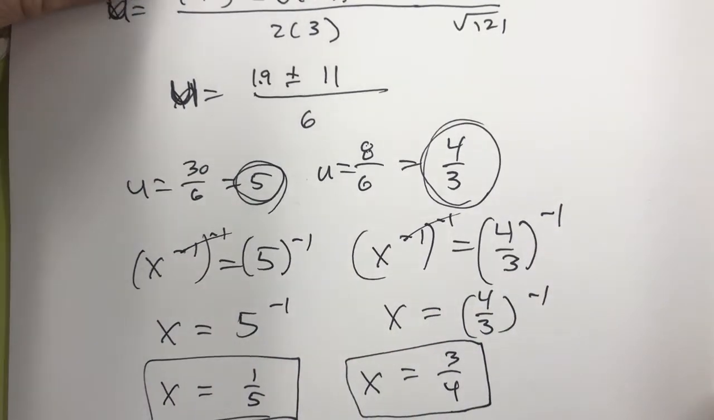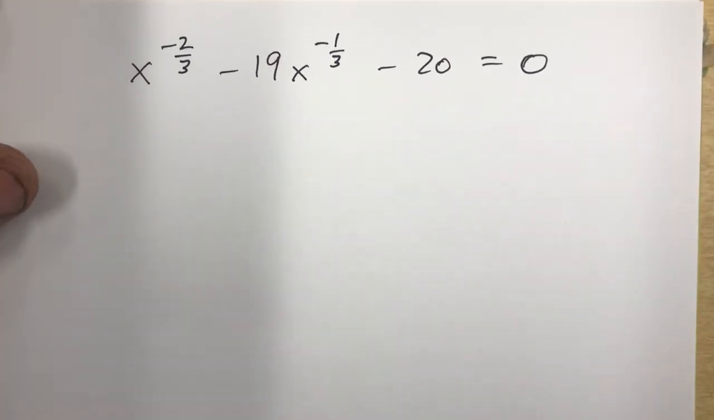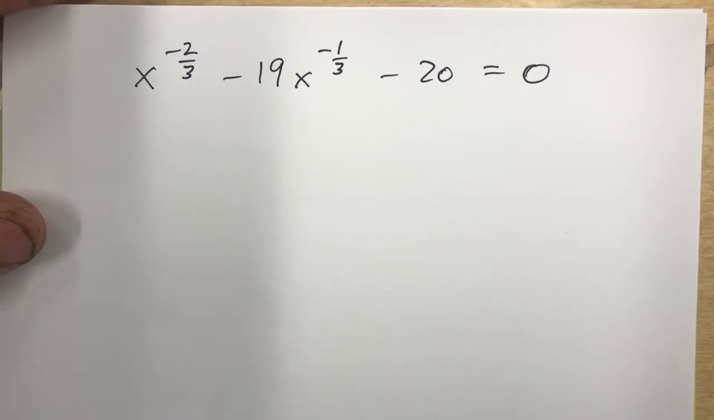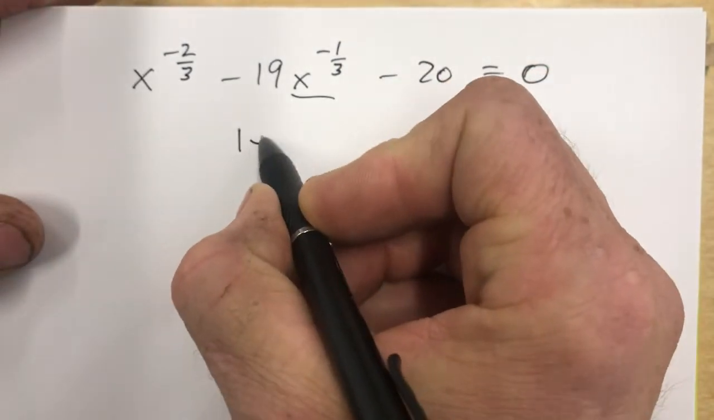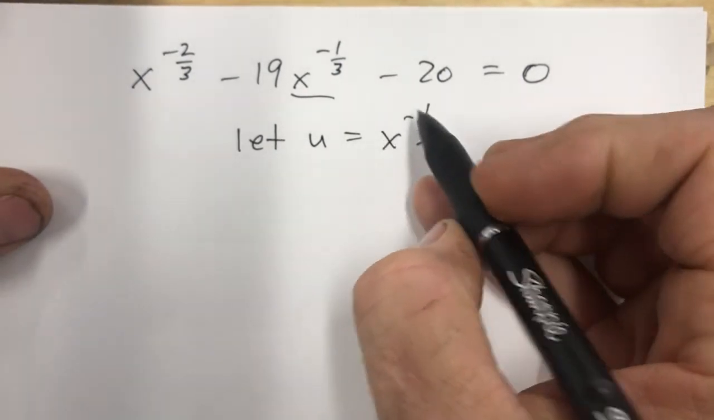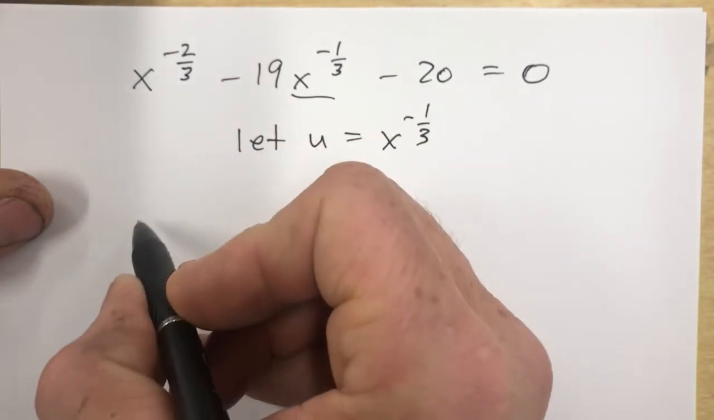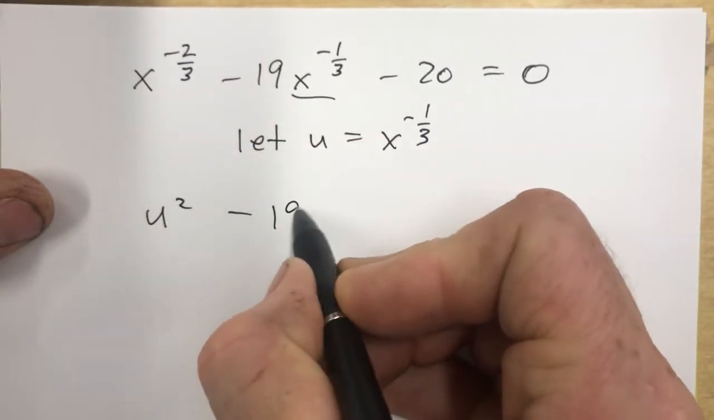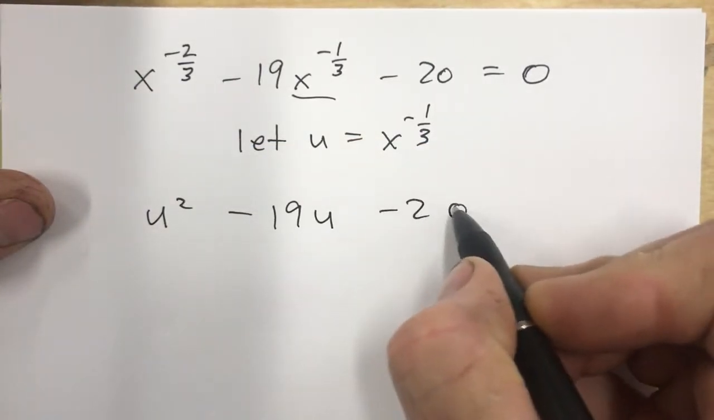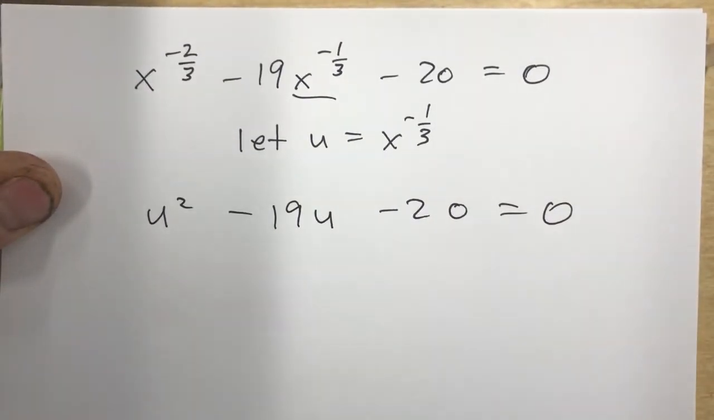Okay. Now, one more like this. I'm going to have to do a u substitution. And again, this term right here, if I let u equal this term right here, okay, if I let u equal this, then this is u squared. So again, I'm going to have u squared minus 19u minus 20 equals 0. And I've got an equation I could use the quadratic formula on.